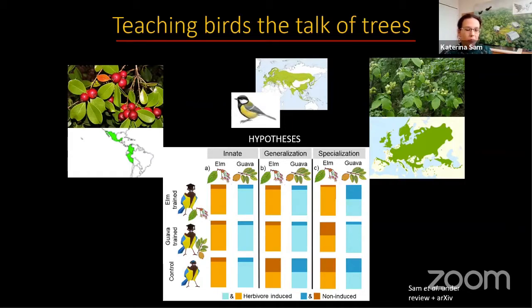And we were assuming that if the birds have the ability innate, they will react to any type of herbivore-induced trees. If they are capable of generalization, they will prefer any herbivore-induced tree if they are trained to some of them, but the control birds will behave randomly in the experiment. And finally, if the birds are learning one odor at a time, they will be only following the smell of the tree they were trained to.